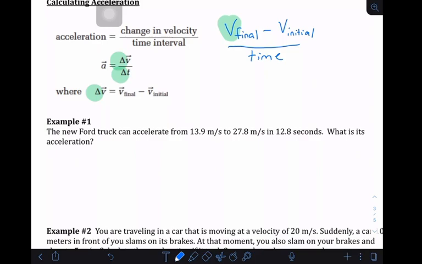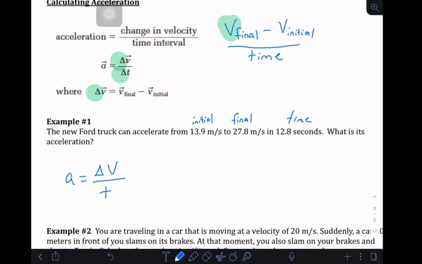When we see a from and to, from would indicate our initial velocity. The to would indicate our final velocity. And of course, seconds would indicate our time. So we can use our formula here. Acceleration is equal to a change in velocity divided by the time it takes.